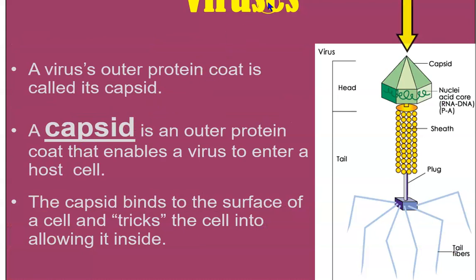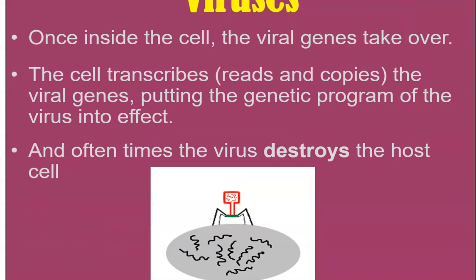And so a virus's outer protein coat is called its capsid. This is the capsid, it's the outer protein coat. And it allows a virus to enter a host cell. The capsid binds to the surface of the cell and tricks the cell into allowing it inside. So once inside the cell, the viral genes take over.